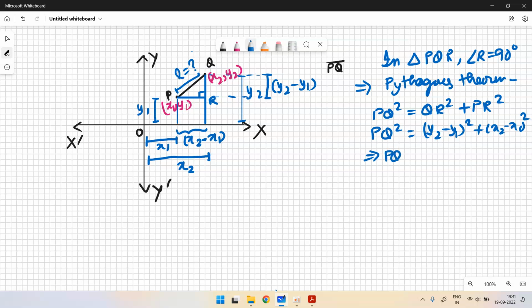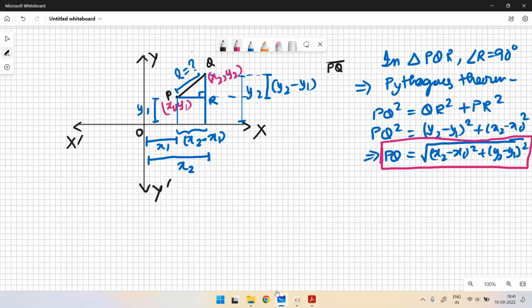Which implies that the length is the square root of this. So the length is the square root of (x2 minus x1) whole square plus (y2 minus y1) whole square, which is your formula. So if 2 points are given whose coordinates are x1, y1 and x2, y2, then the distance between these 2 points is given by the square root of (x2 minus x1) whole square plus (y2 minus y1) whole square. So this is my first formula now.